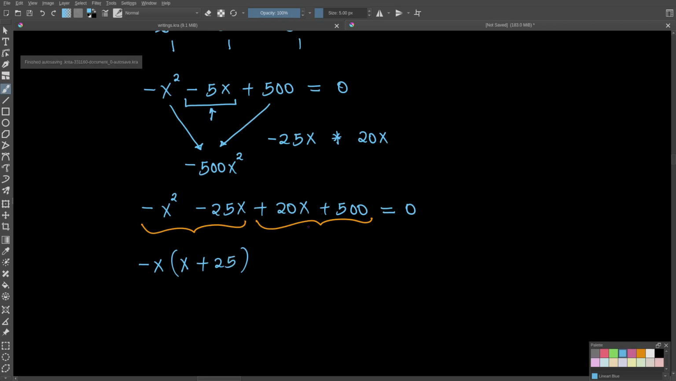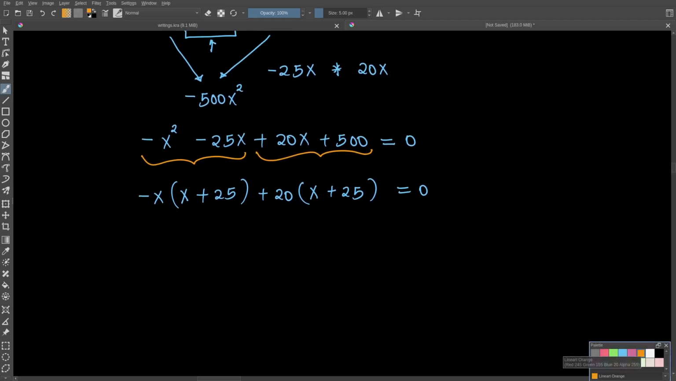Let's talk about the second pair. What is the common factor? Here, the common factor is positive 20, or plus 20. So we factor that out. 20x divided by 20, that's going to leave us with x. And then 500 divided by 20, that's going to leave us with positive 25. And all this is equals to 0.